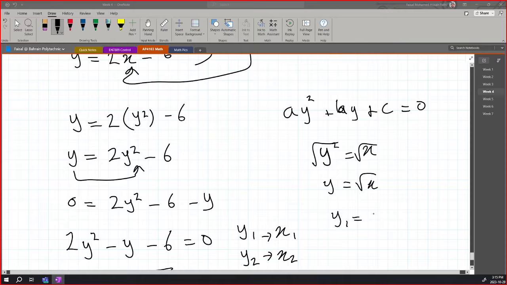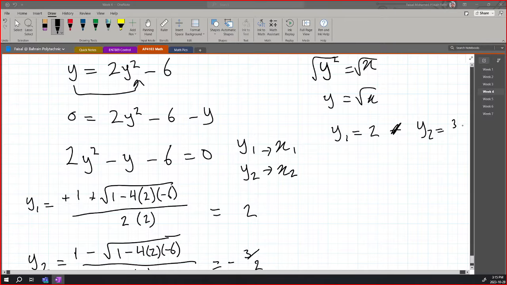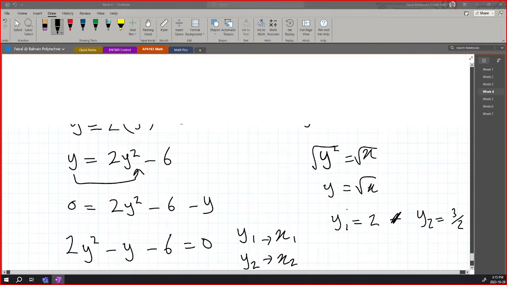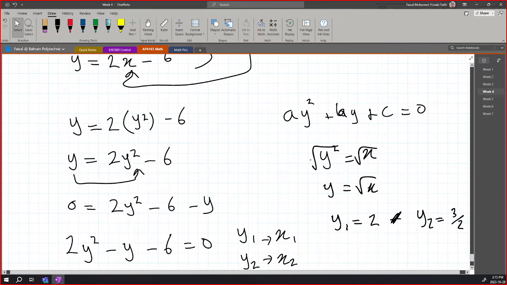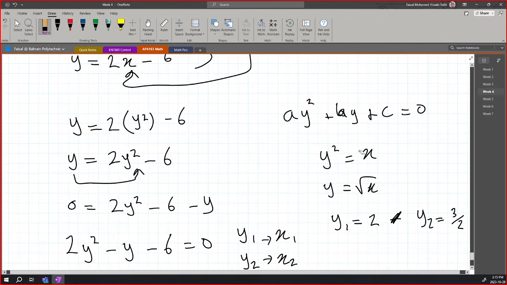So we remember y1 is equal to 2 and y2 is equal to 3 over 2, if I'm not mistaken. Not positive, no, minus 3 over 2. Actually, here you don't even have to do this, because we have the y value and we want to find x, so we can substitute directly. You don't have to do this. Literally just plug y in here and find x.